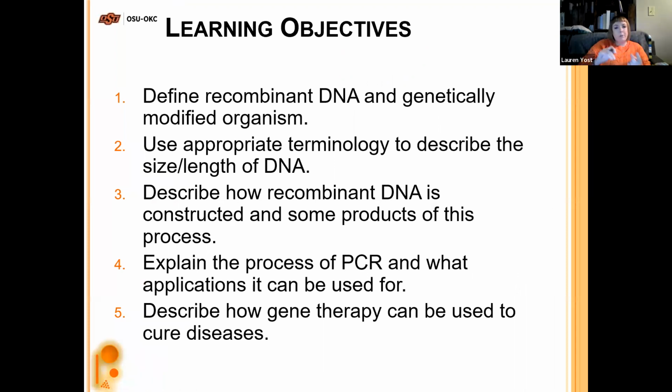Okay, so our objectives in this chapter, we're going to define what recombinant DNA even means and what a genetically modified organism is. We're going to use appropriate terminology, of course, more terms, and how we would refer to the sizes and lengths of DNA, which is something that you might get tested on at some point. How do we create recombinant DNA? What are some of the products of that process that we've been able to enjoy or benefit from in modern society? What is PCR and how does it work and what can we use it for today? And what is gene therapy and how would we use it to cure diseases? What's the concept behind that? How would it be useful?